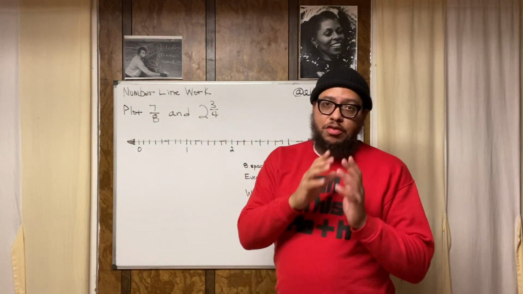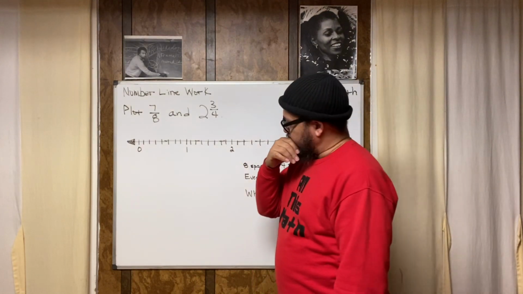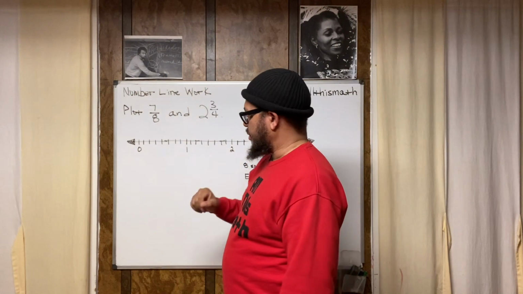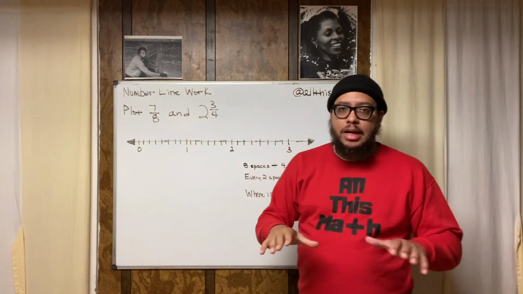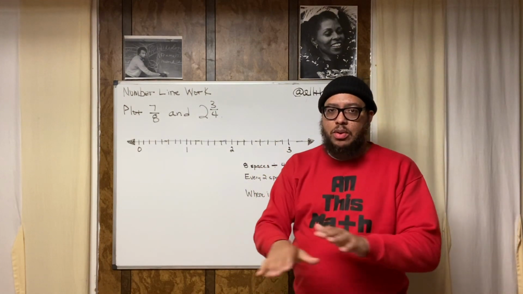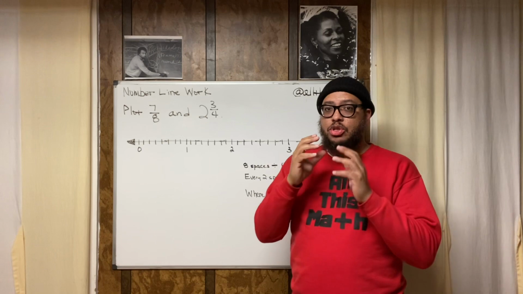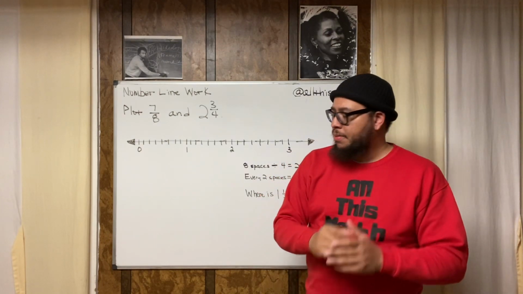Now your job is to figure out where exactly it is. So dig this, right? Count these spaces. Now don't count lines. Count spaces, just like when you use a ruler. When you use a ruler, you don't count the lines. You count the spaces. All right?